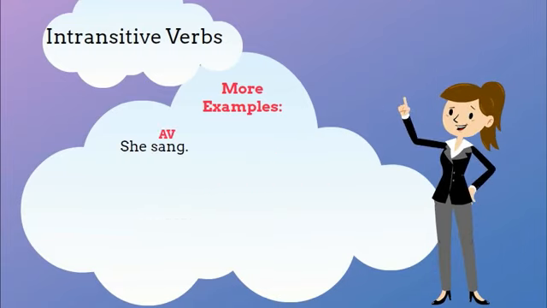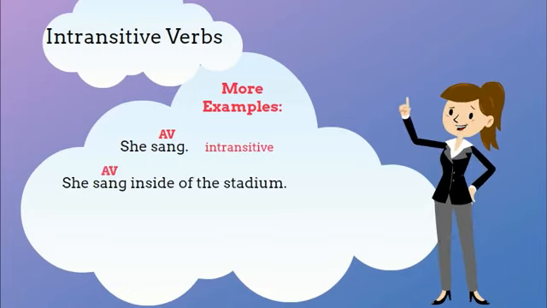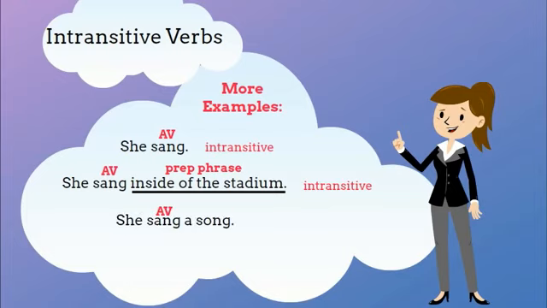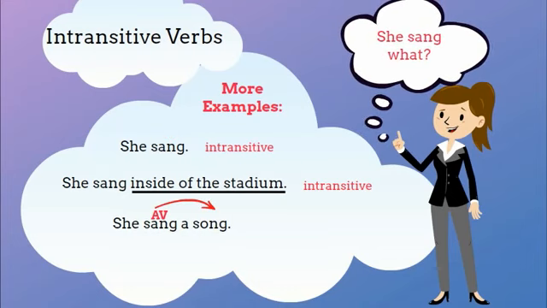Here's another example. She sang. There's nothing following the action verb, so it's intransitive. She sang inside of the stadium. It's still intransitive because it's followed by a prepositional phrase. Inside of the stadium. Finally, she sang a song. She sang what? A song. So song is receiving the action of the verb sang.